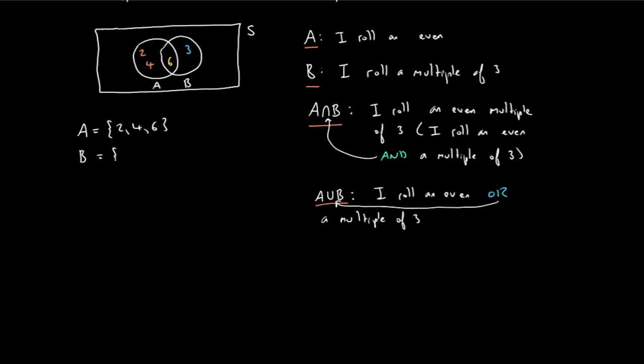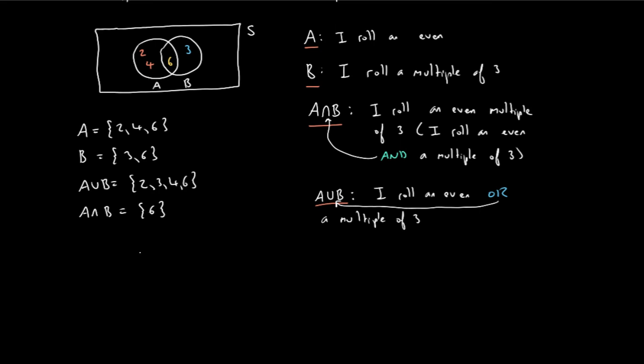B is just 3, 6. A union B is just everything, so 2, 3, 4, 6. And A intersection B contains just 6. So this is the only number that is both even and a multiple of 3 in this sample space.